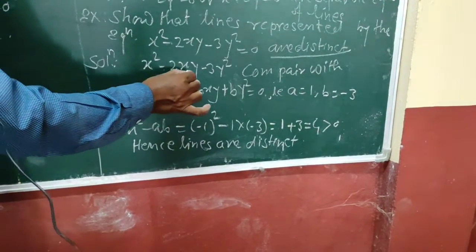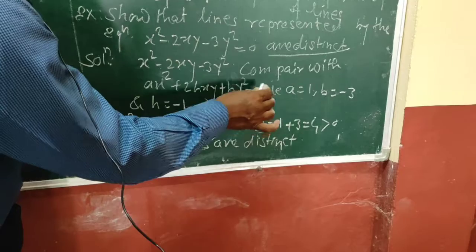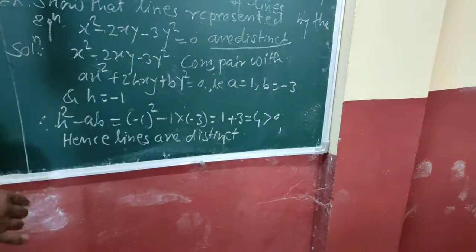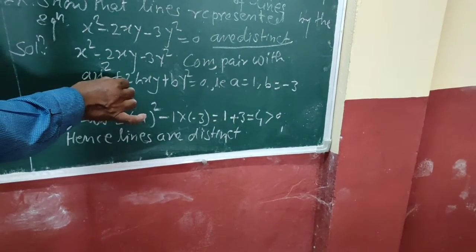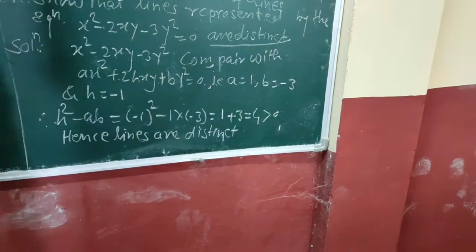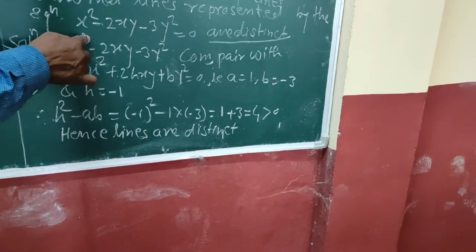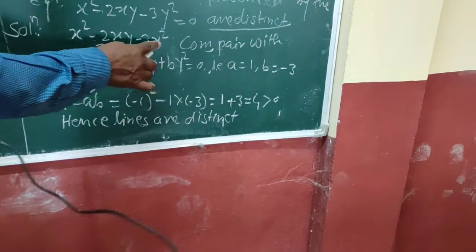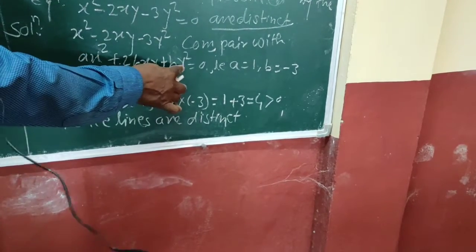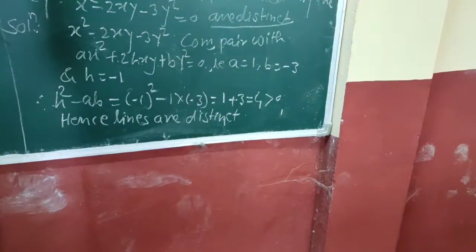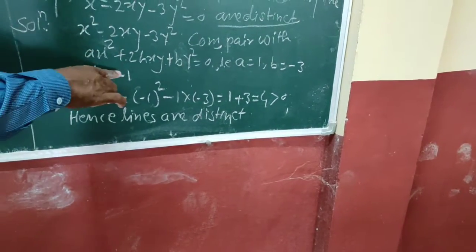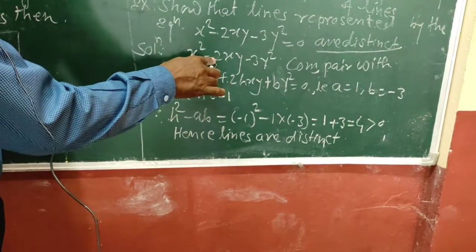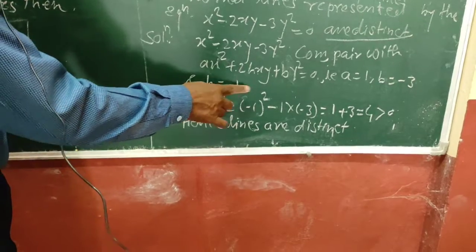Whether this condition is satisfied here or not, we check by comparing the given equation with the general equation. So x square minus twice xy minus 3y square is the combined equation of a pair of lines, and it is compared with ax square plus twice hxy plus by square is equal to 0. Comparing, x square has coefficient 1 and here it is a, therefore a is equal to 1. The y square coefficient is minus 3, here it is b, therefore b is equal to minus 3. Then twice h is equal to minus 2, and therefore h is equal to minus 1.